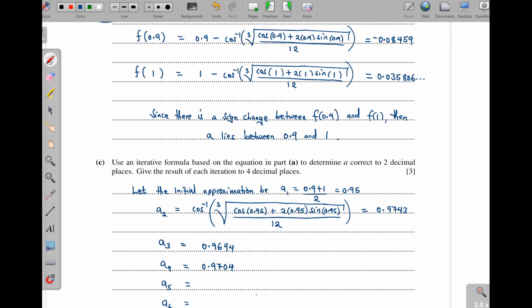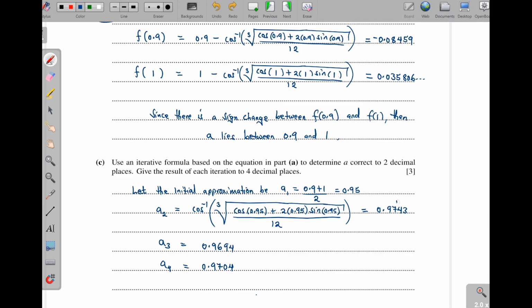You look at your rounded figures. So this one is 0.97, this one is 0.97, and this one is 0.97. So since these three values are giving me the same rounded figure to two decimal places, I will just stop there. I don't need to take these other values here. You have to get three values that are giving you the same value correct to the required degree of accuracy.